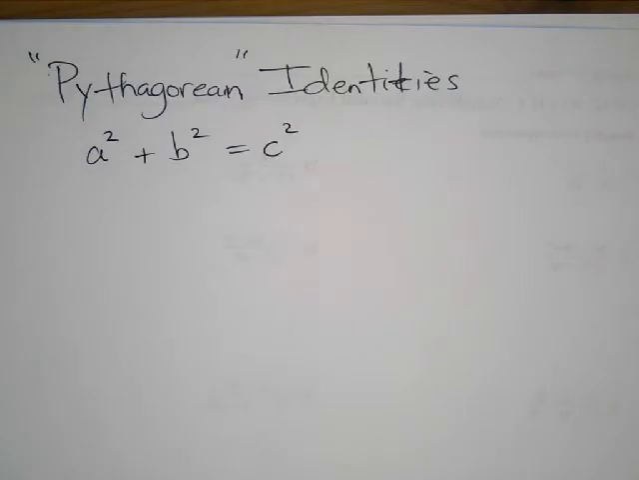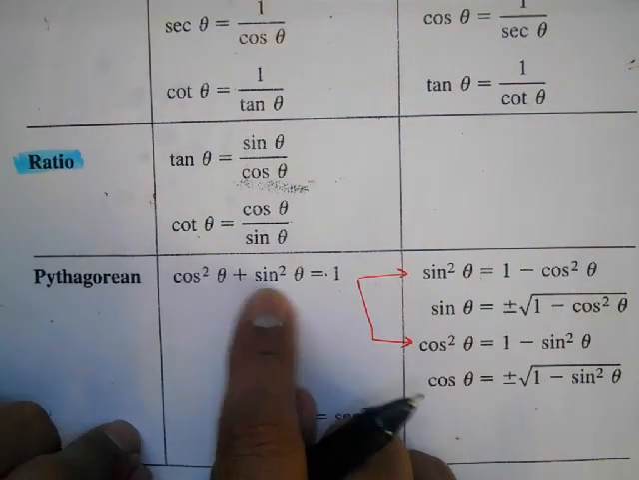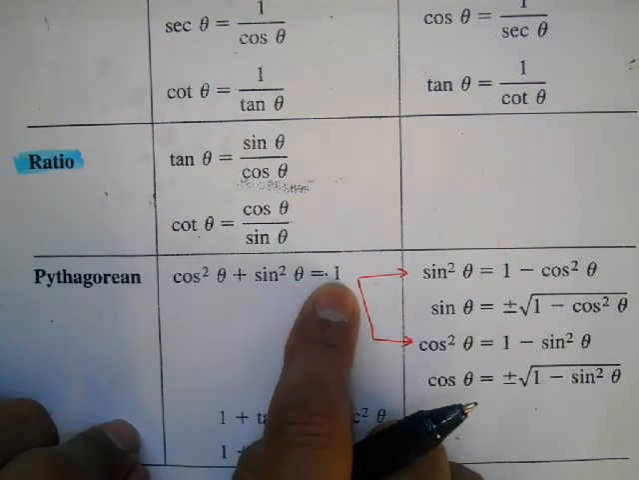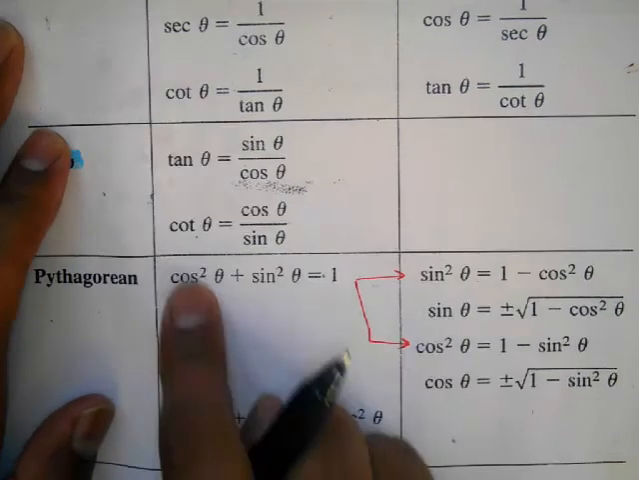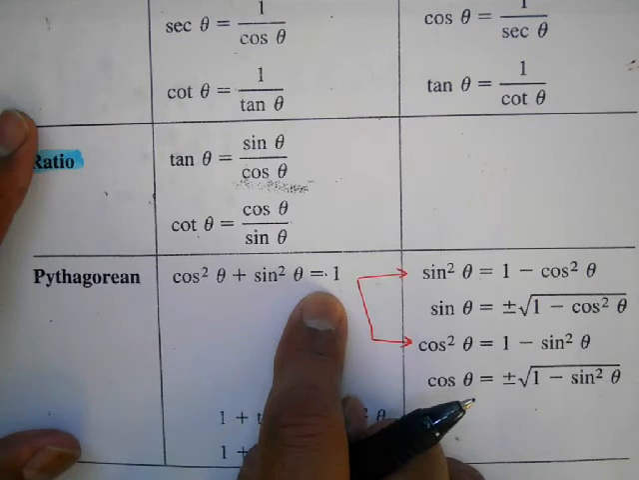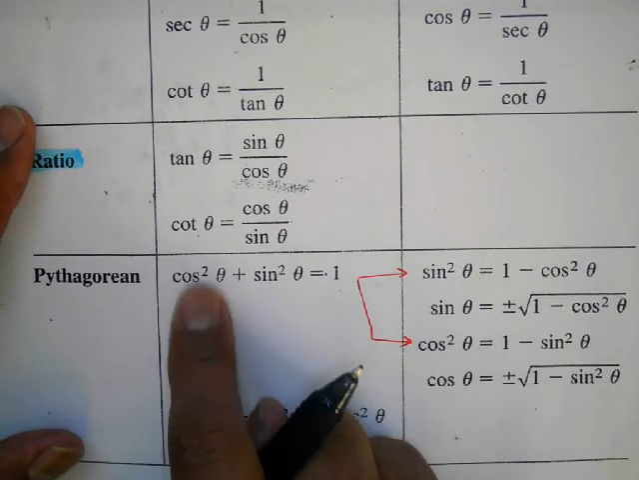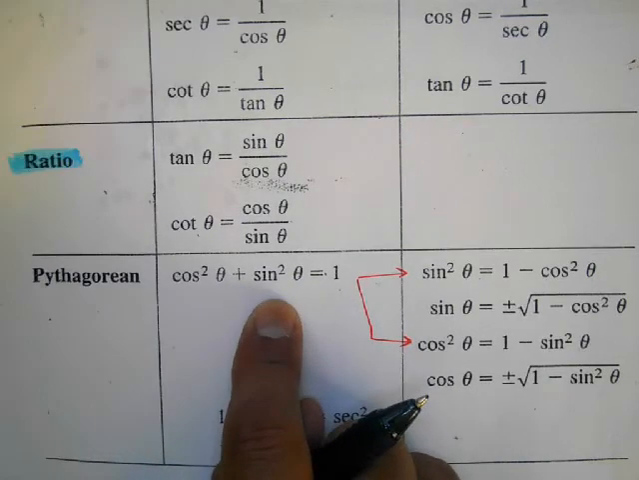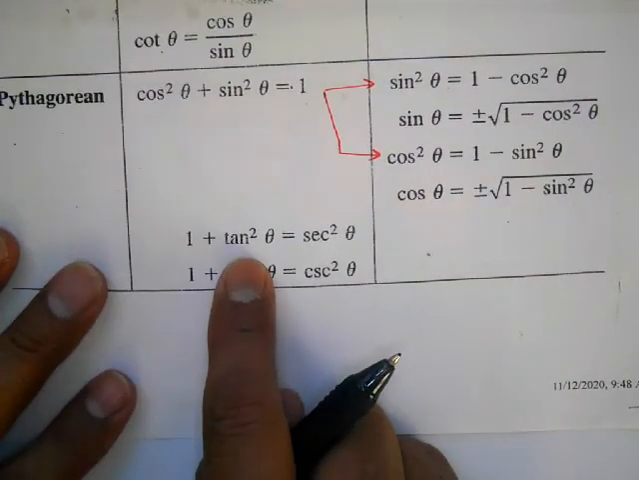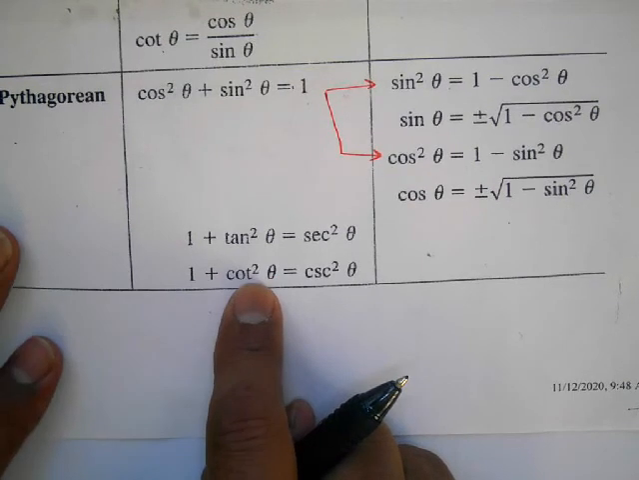But the reason why they still identify these as Pythagorean is because it is something squared plus something squared equals something, and 1 is also 1 squared. It's in this Pythagorean format. So there's one here, this is the most popular one: cosine squared plus sine squared, or actually I like to say sine squared plus cosine squared equals 1. The order for addition doesn't matter. And then there's these other two here that are not as popular, but they are still Pythagorean.